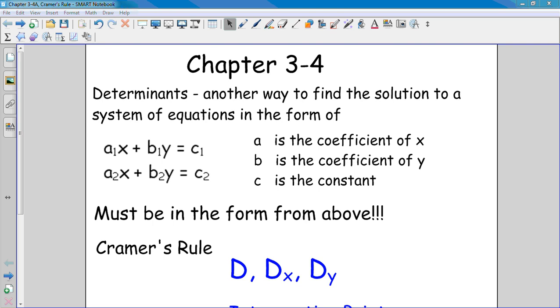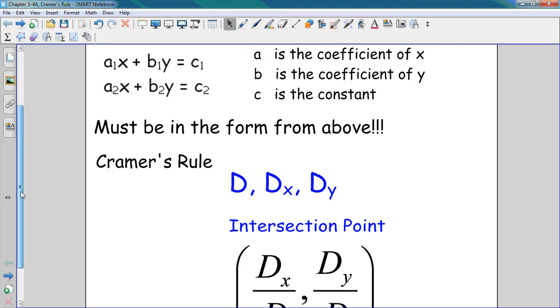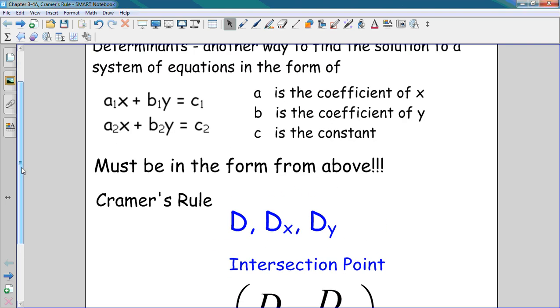The only reason there's a little 1 and little 2 is to show you that they're going to be different numbers. A1 stands for this number, A2 stands for this number. If you do not have your equations in this form, you cannot use Cramer's rule. You have to set it up so your x's are on the left, y's are in the middle, and your constants on the right.